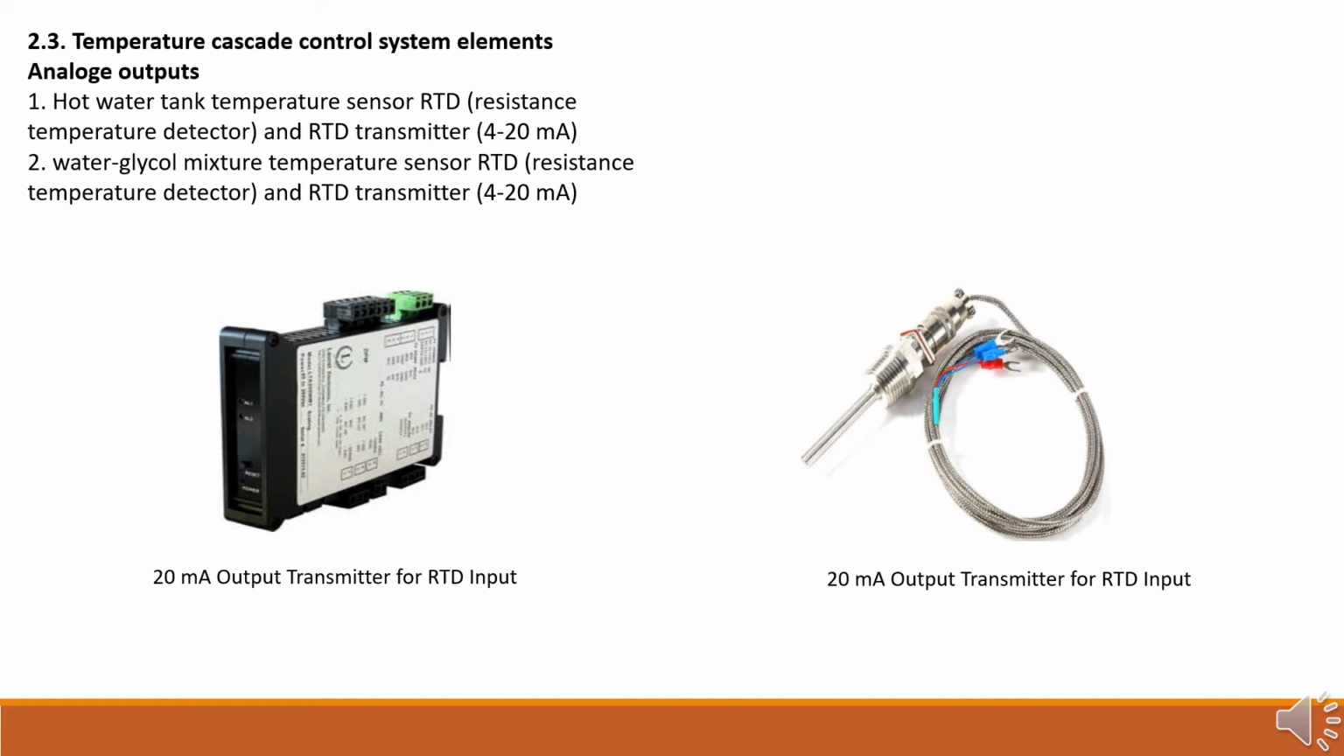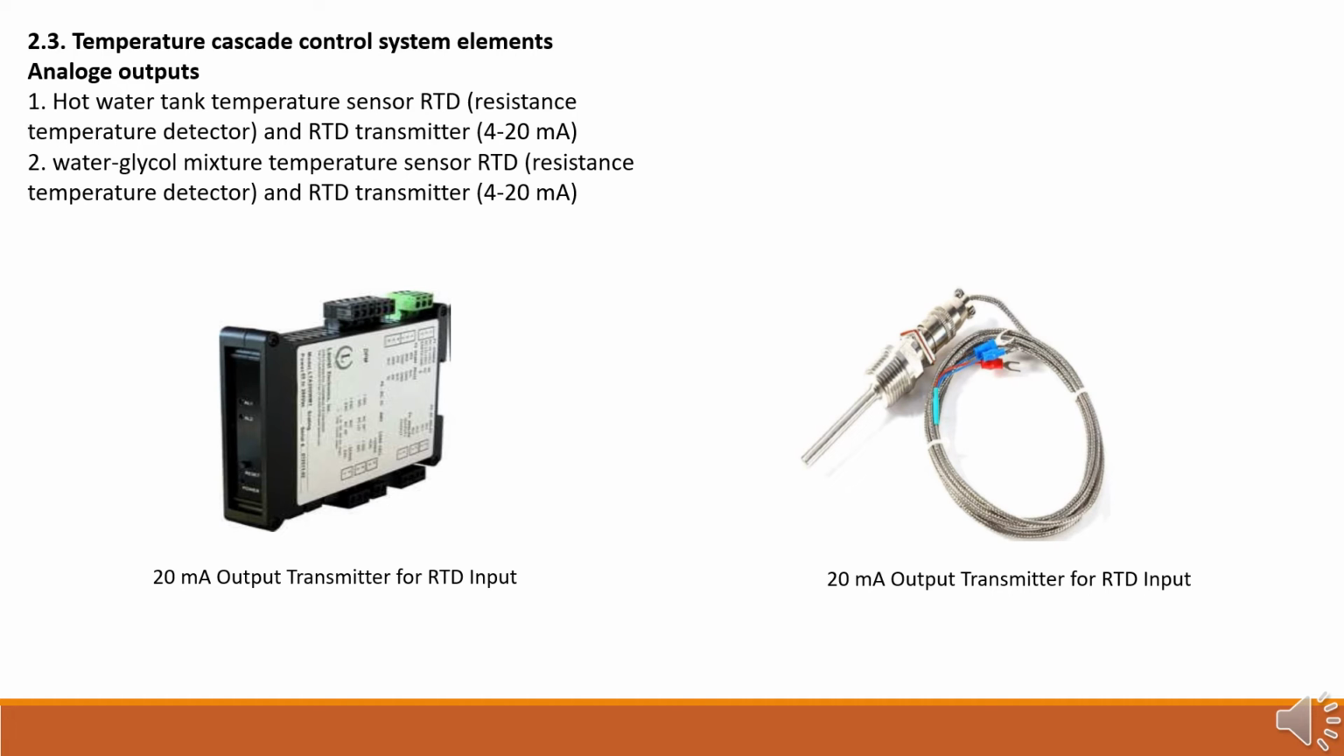To control the system, we have input and output signals, which we simulate using MATLAB. First, we have the output signals. We have two output signals. One is the hot water tank temperature sensor, an RTD, using 4 to 20 milliampere. The second signal is a temperature sensor RTD, resistance temperature detector, and we're also using 4 to 20 milliampere.